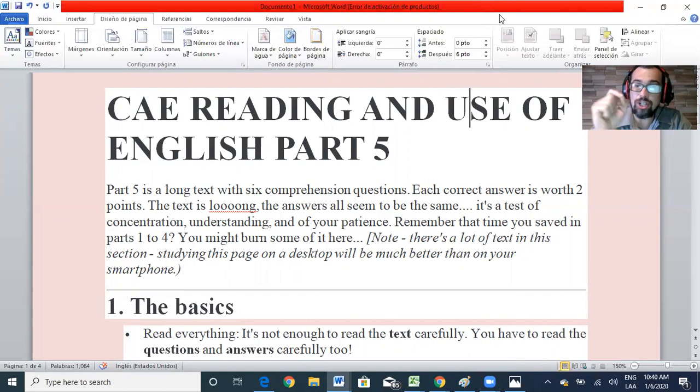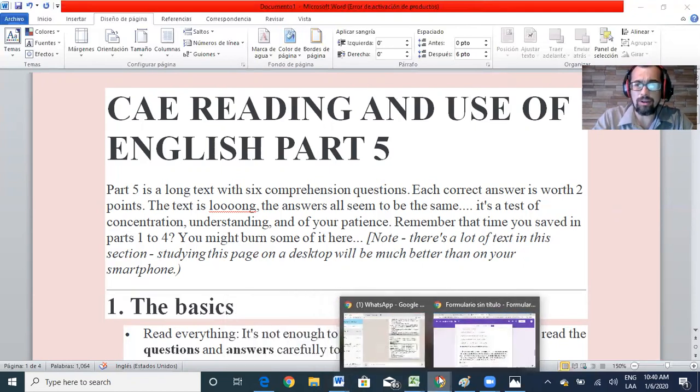It says there's a lot of text in this section. Studying this page on a desktop will be much better than on your smartphone. So again, we recommend that you watch this online course on your laptop or desktop computer, because it's going to be easier for you to check and read the text that we are going to be sending you.